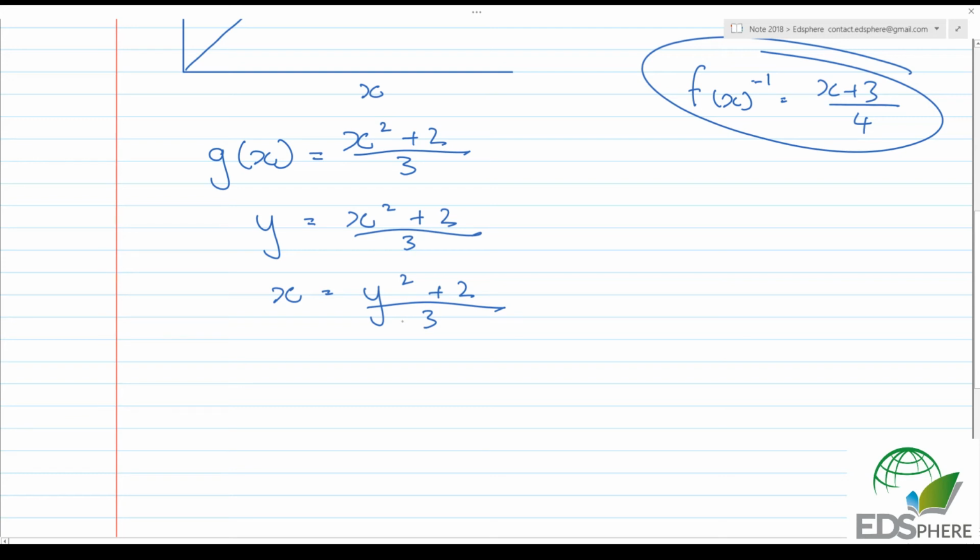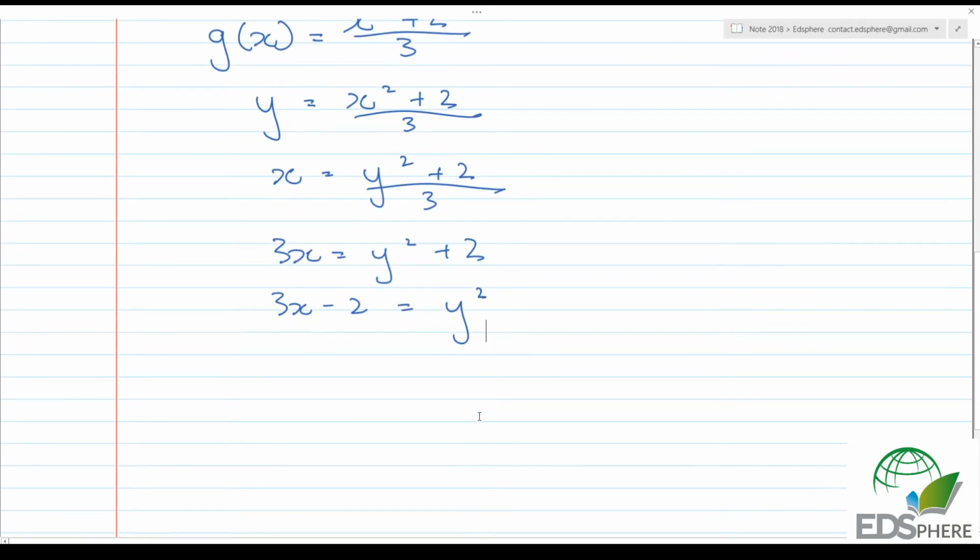So we're going to multiply by 3 here. It becomes 3x equals y squared plus 2, and 3x minus 2 equals y squared. And then what we do is we take the square root. So we're going to square root this and square root this, and y equals the square root of 3x minus 2. Is that done? Well, just one more thing.